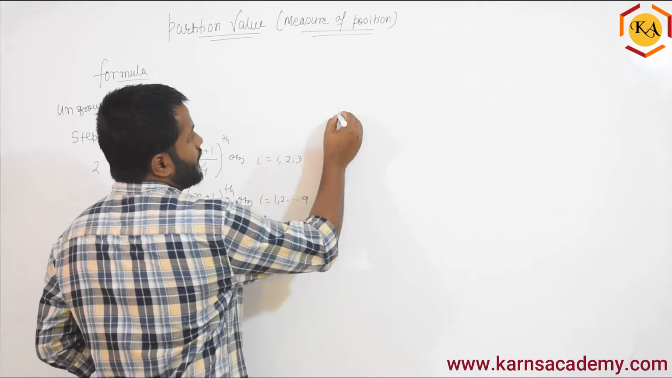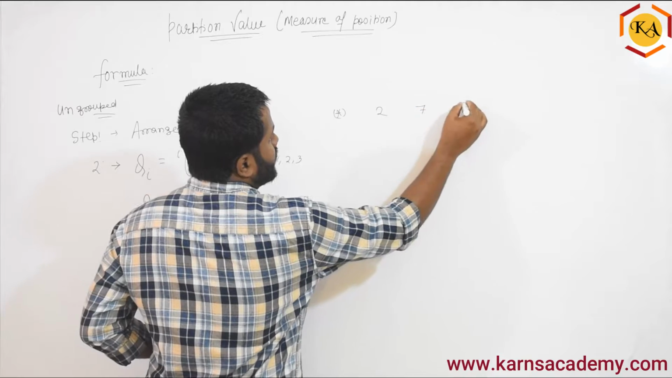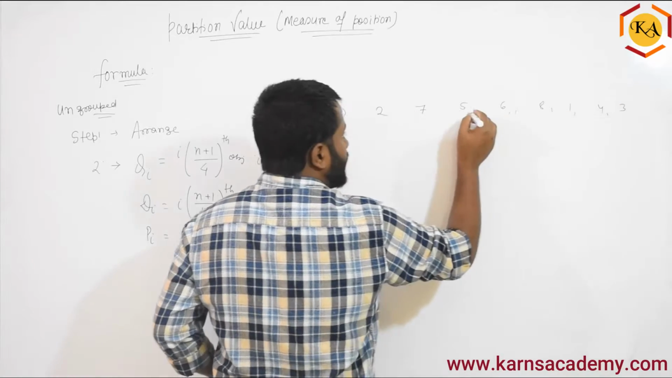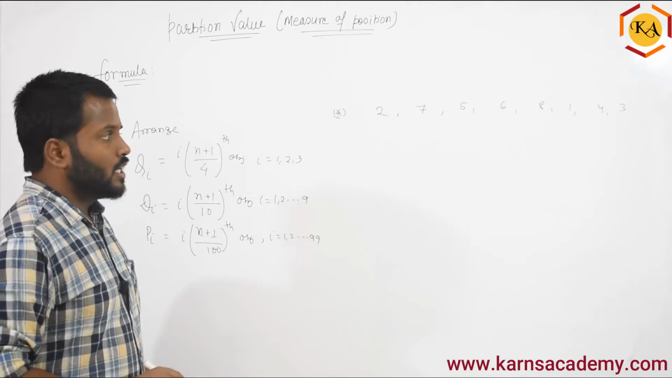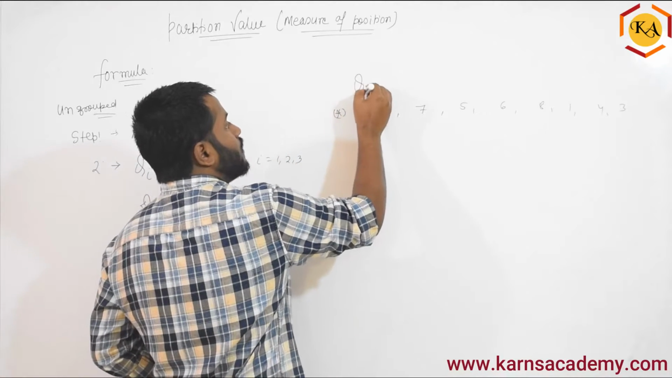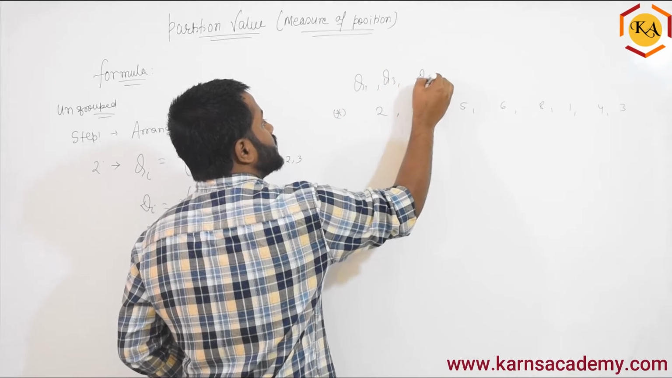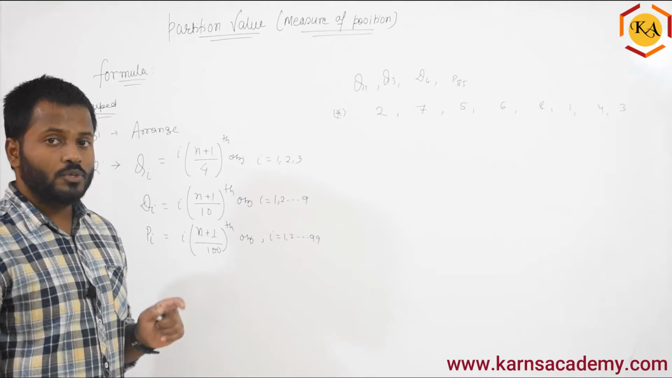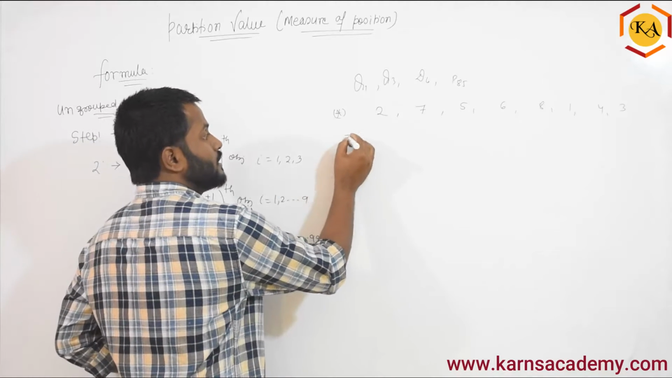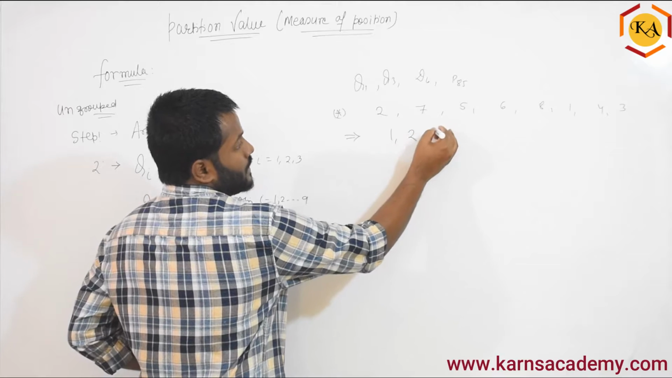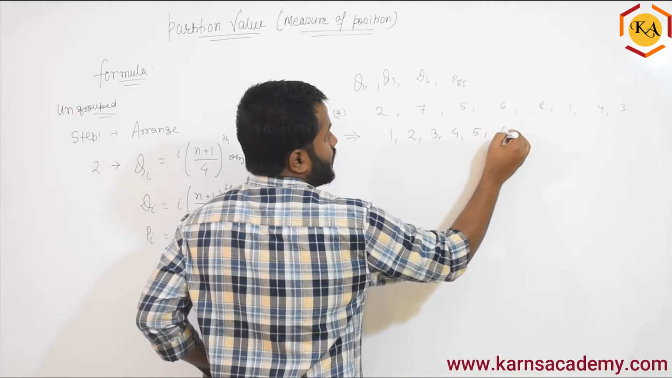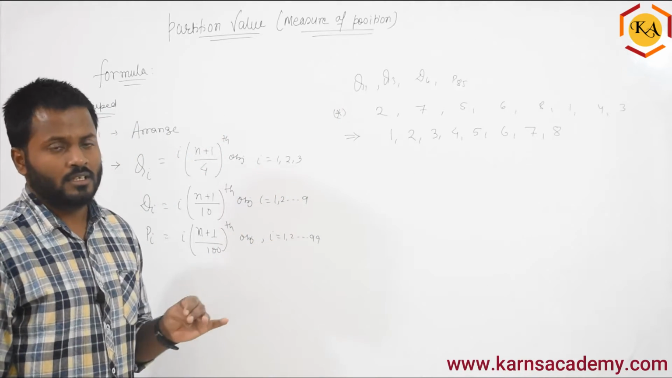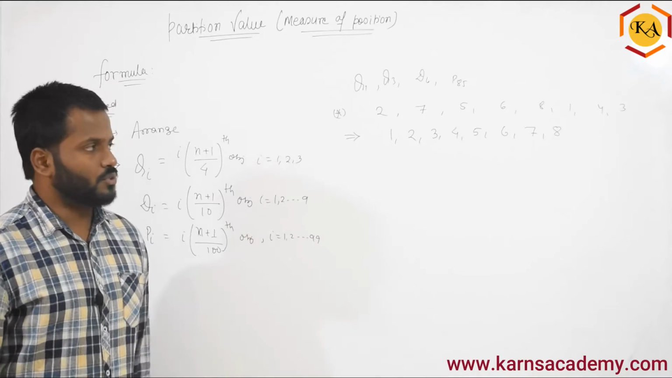Assume they have given the data 2, 7, 5, 6, 8, 1, 4, 3. And they have asked you to find Q1, Q3, D6, P85. Assume these are the values they have asked you to find. So first you are going to arrange the data. I can see 1, 2, 3, 4, 5, 6, 7 and 8. So 1 to 8, it's continuous data. Generally it won't come, but if it is there, let's see what is going to happen.